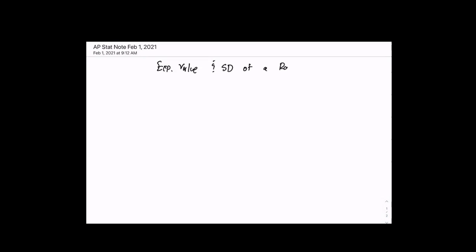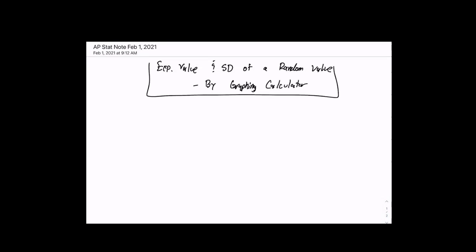Finding the expected value and standard deviation of a random variable by calculator, by graphing calculator. Because of course you have to use a calculator. So basically I'm just telling you how to do it. And you've actually already done this, all right? You've already done really what we're about to do in a prior lesson of the course.